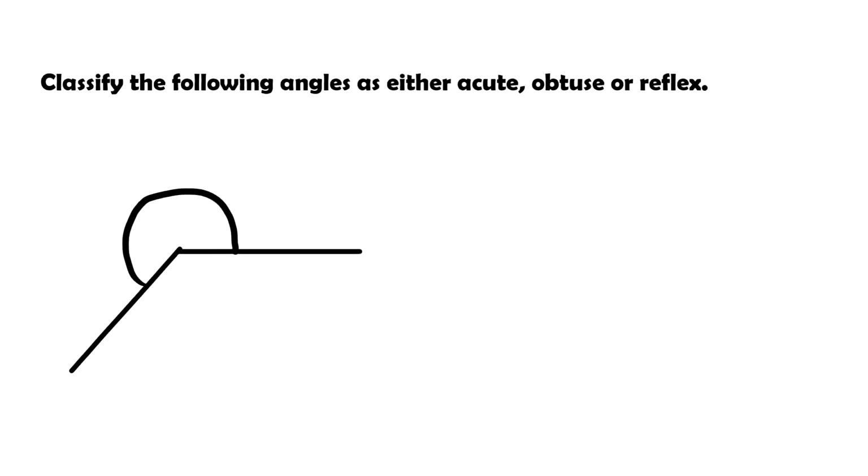The first one here is to classify the following angles as either acute, obtuse, or reflex. If we look at this angle here, we notice that it's gone past the 180. If I draw a dotted line there, it's past that. So we call that a reflex, because it's greater than 180 but less than a revolution, which is 360.